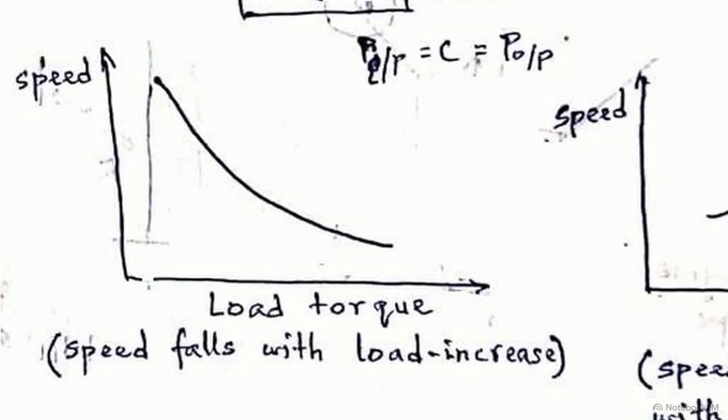This graph illustrates the core engineering problem. Without intervention, there is a direct inverse relationship between load torque and engine speed. When the load on an unregulated engine increases, its speed falls.